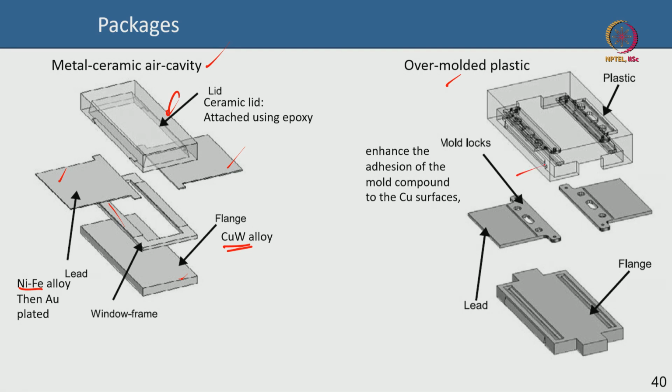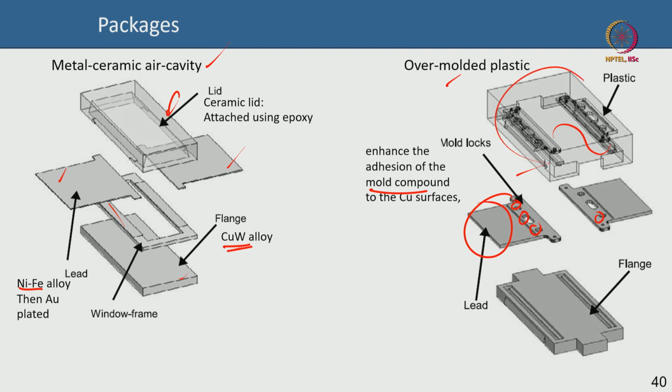Over molded plastic is very similar, except that these are something called mold locks. They help enhance the adhesion of the mold compound, because here you will fill up not with air but with a plastic. It's a molded plastic, so you will fill up with the molded plastic, and so you will help improve the adhesion of the mold compound, whatever you are using as a mold compound, and the lid for this could be for instance a copper or some kind of alloy. So, you are going to improve the adhesion. So, you need these mold locks to help increase that adhesion, and this is a plastic encapsulation of course.